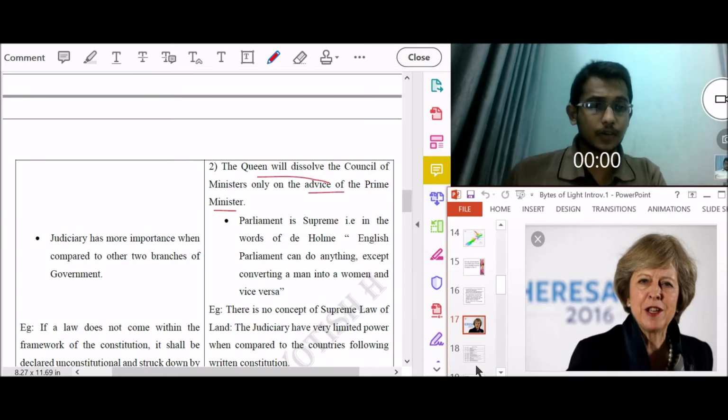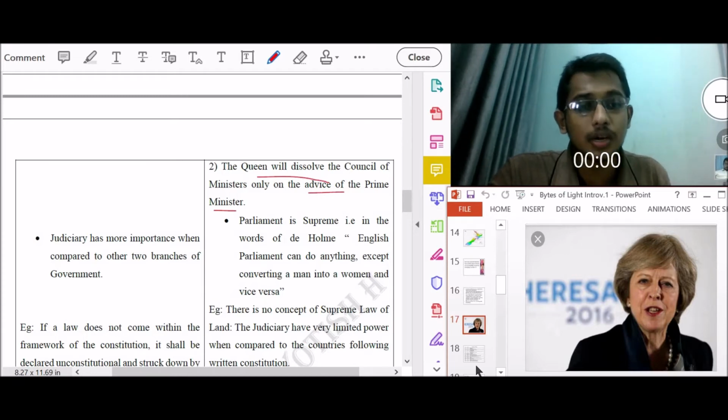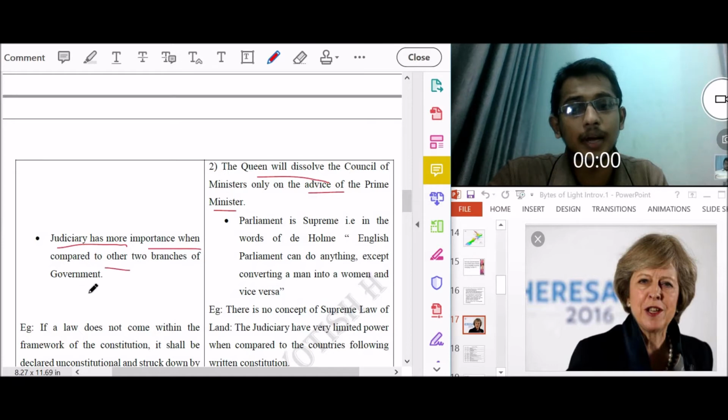If the Queen of England has to dissolve the Parliament, then she shall only do it after seeking the advice of Miss Theresa May. So that is another convention. It's not written anywhere, but it is followed. Another point is the judiciary. It plays a very important role when compared to the other two branches of government.